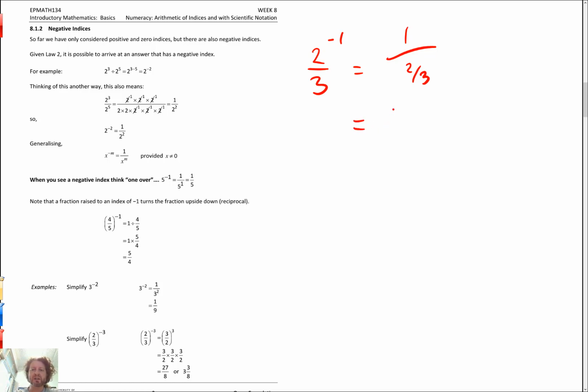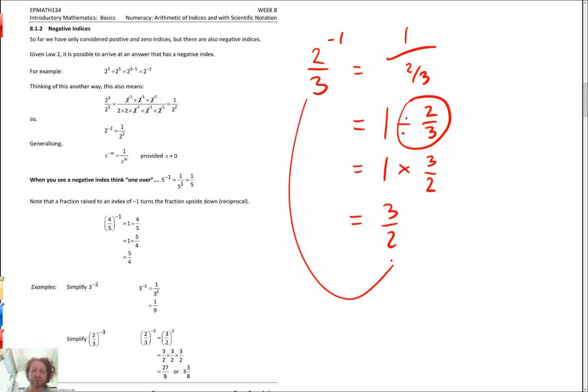So I might go back to my fraction topic and say, well, 1 over 2/3 is the same as 1 divided by 2/3. We didn't do divisions in fractions, we did multiplications. We inverted and multiplied. We turned the divide into a times, and we took the reciprocal. In other words, we turned the fraction upside down. We left the first one alone. And what is 1 times 3 on 2? It's 3 on 2.